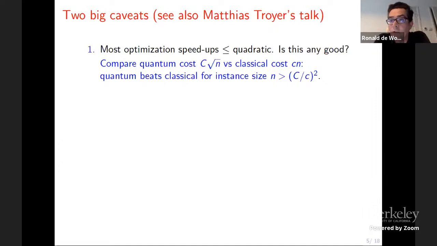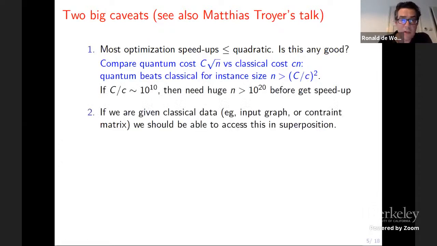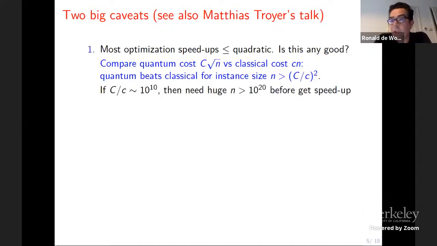And it's pretty bad. I think Matthias Troyer in his talk claimed that there's like 10 to 12 orders of magnitude in between. So let's be gentle here and just assume 10 orders of magnitude. So if capital C is 10 to the power 10 bigger than little c, you only start getting a speedup when your instance size is bigger than 10 to the power 20. And that's pretty bad. I think 10 to the power 20 is not completely ridiculous, but it is pretty large. So this is one big caveat. And I think this also means that these optimization speedups are not for the NISQ computer, they're not for the near term. You need a computer that's big enough to handle such large instance sizes that the quadratic speedup, despite its large prefactor, can overtake the classical linear time.